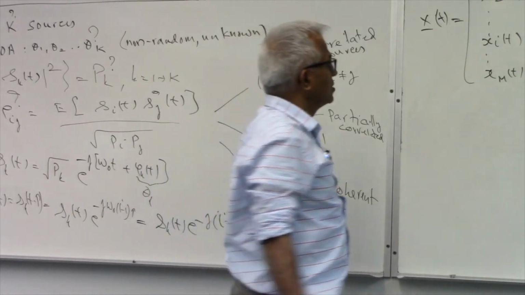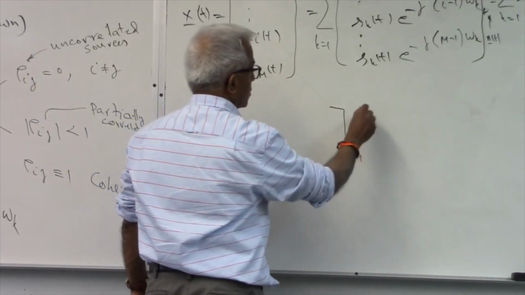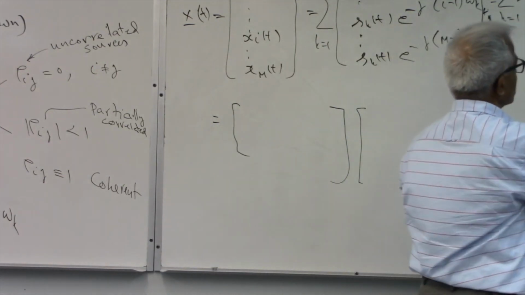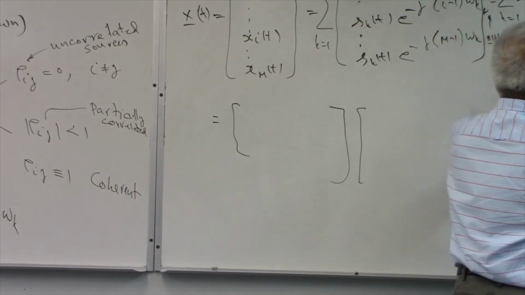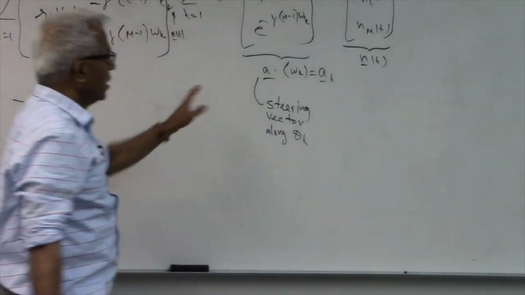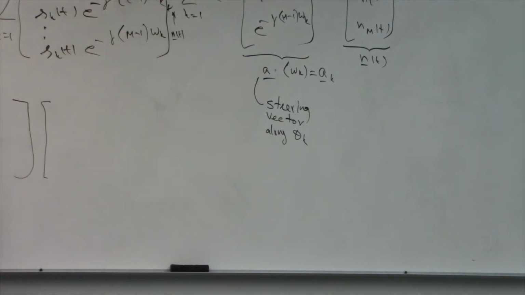Now let me write this in a matrix form. Notice that another way to write this is, we can put the k here if you want, or I can call this whole thing A_k. A_k is along the direction theta k, a steering vector.